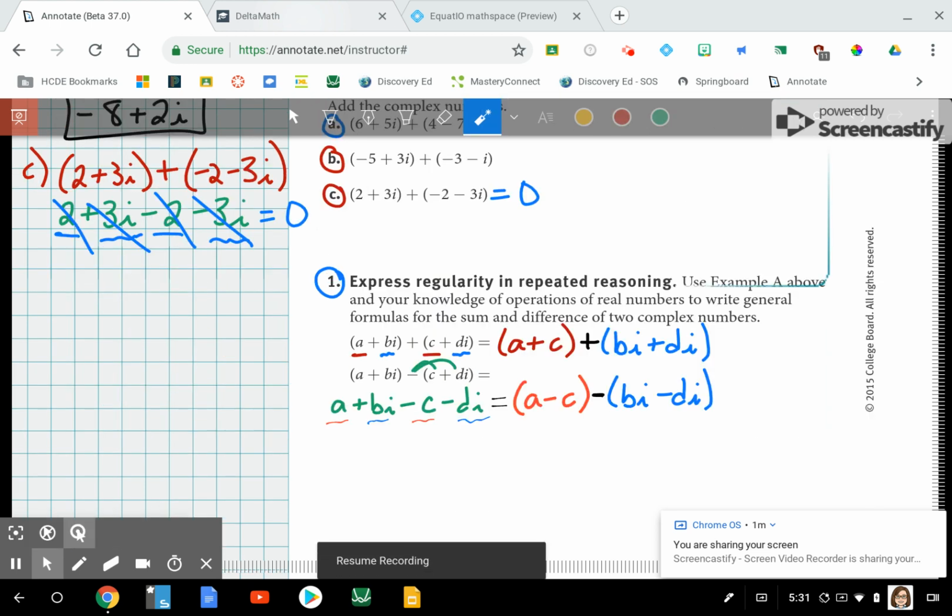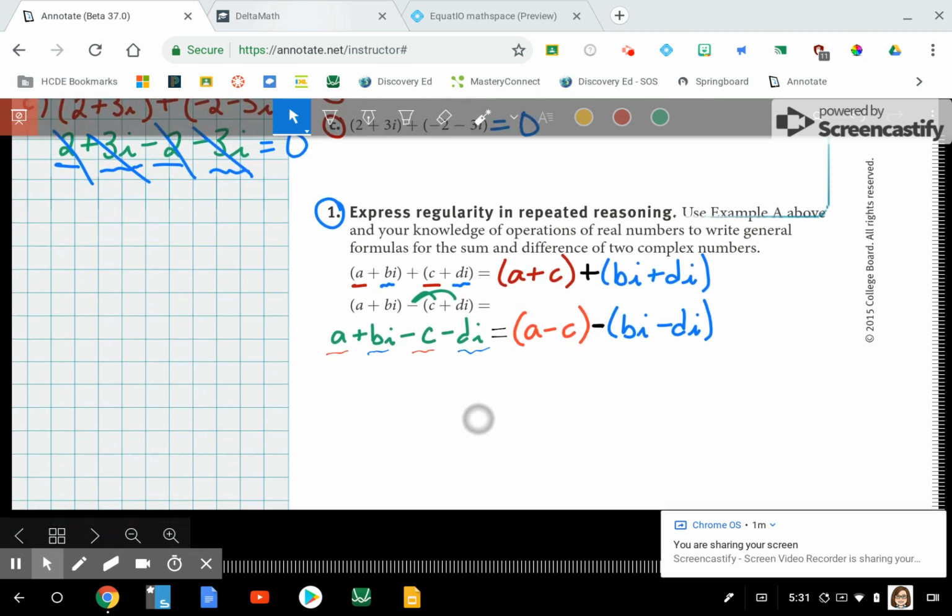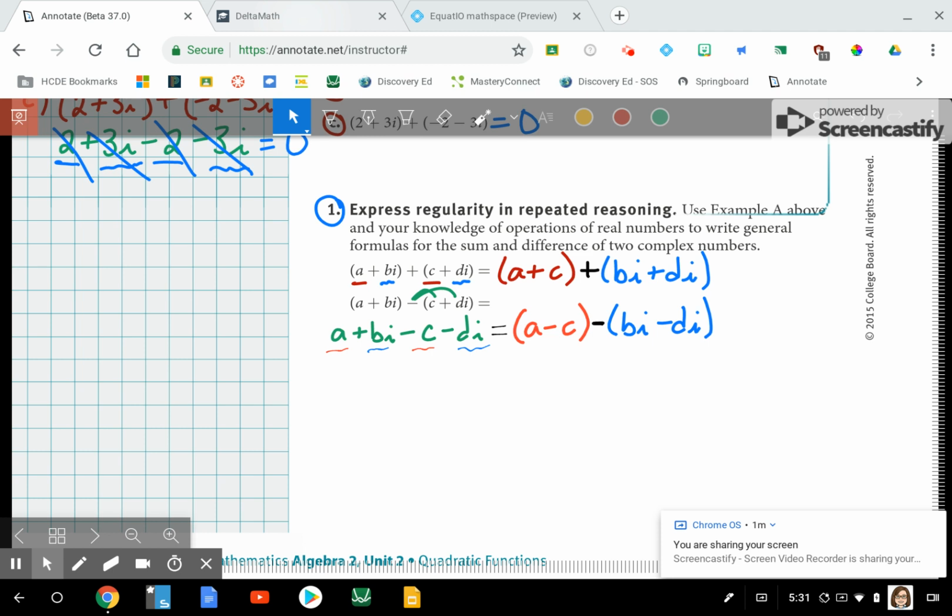So now let's look at some examples with just variables to kind of get the rules for the addition and subtraction of these complex numbers. So right here, using our knowledge from example A, we know that when we add two binomials together, we're really just combining the like terms. So see how a and c, they're the real numbers, the bi, di, they're the imaginary. Those get grouped together. Real numbers get added, imaginary numbers get added.